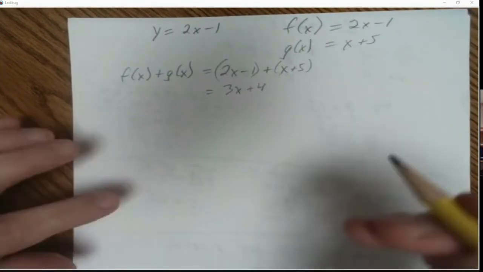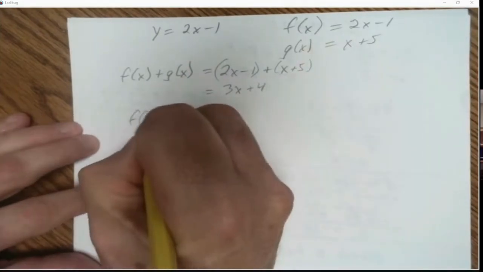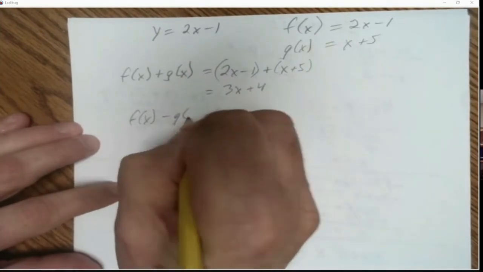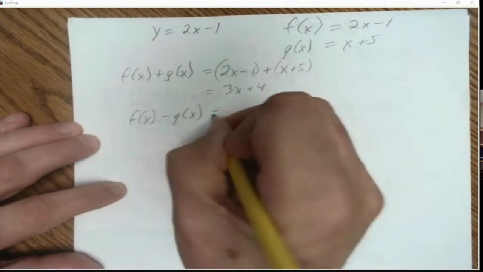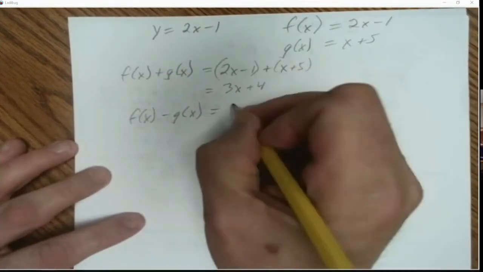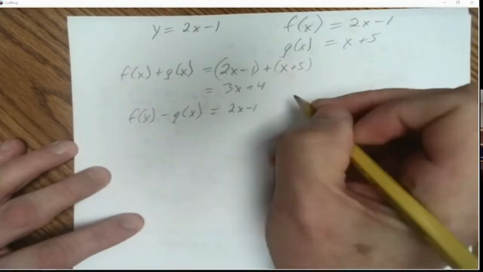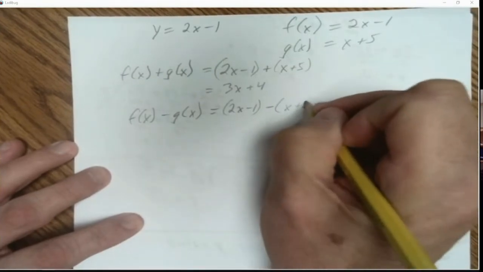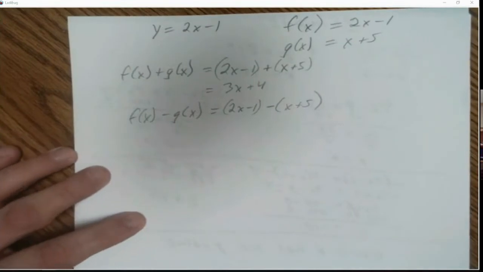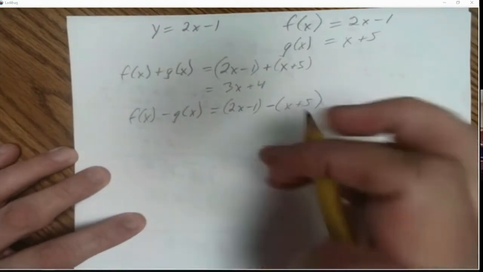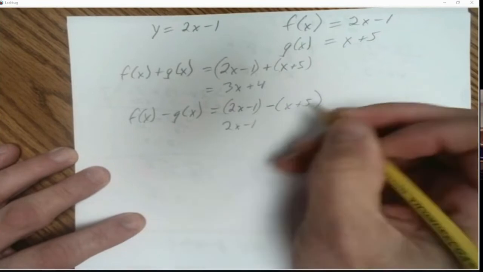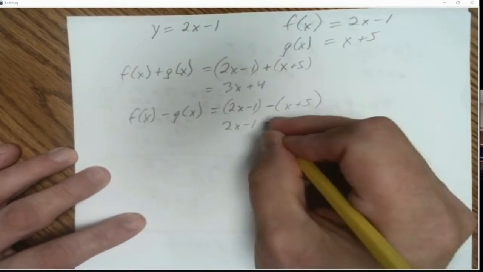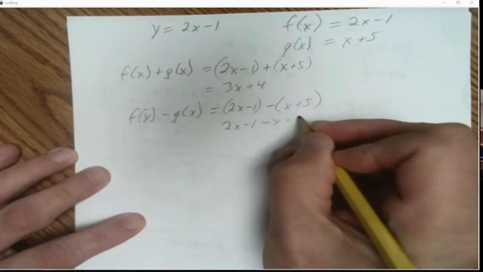We can do f of x minus g of x, right? We can do all of the arithmetic operations on it. So that we have 2x minus 1 minus x plus 5. So in this case, we got to distribute the minus. So this becomes 2x minus 1 minus x minus 5.